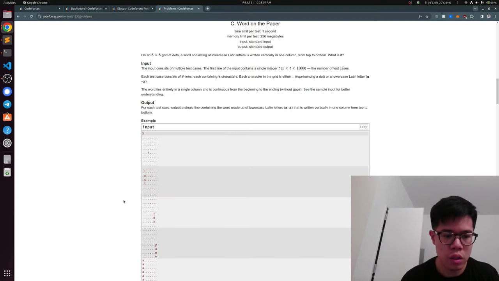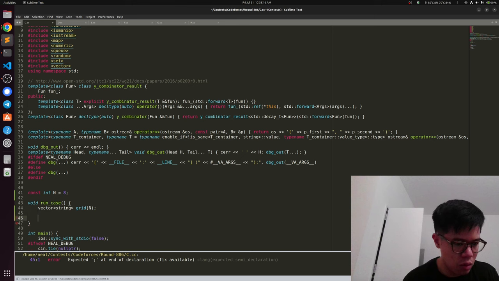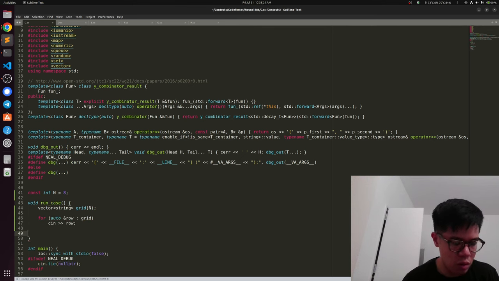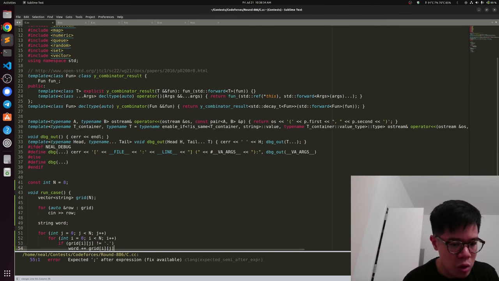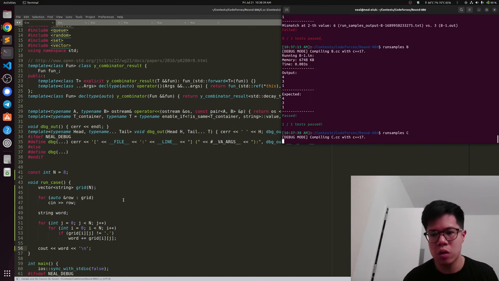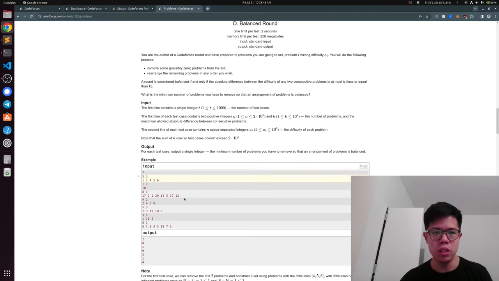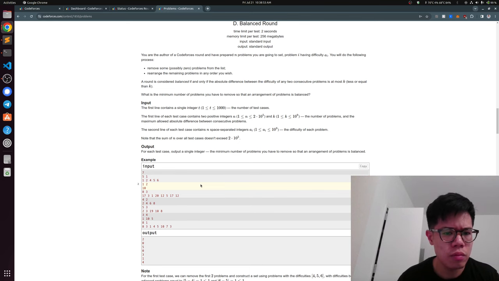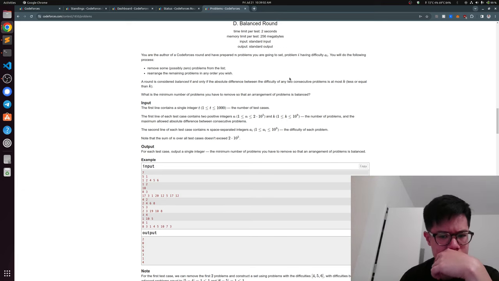All right, there's a word written vertically. It's always an 8x8. No, 8. And let us see, let's submit it. D. Remove some and then rearrange.